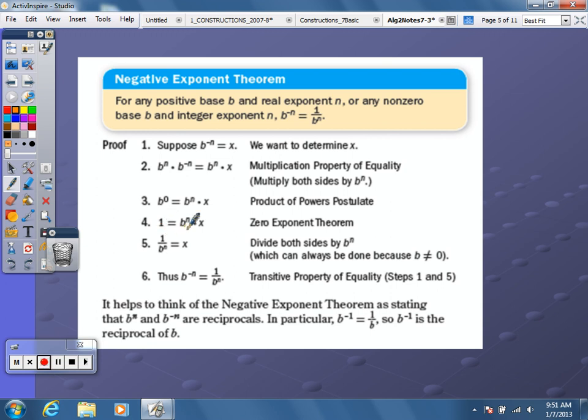So now I have 1 equals b to the n times x. I want to get x by itself. Divide both sides by b to the n. x is 1 over b to the n. But I already know that x is b to the negative n.